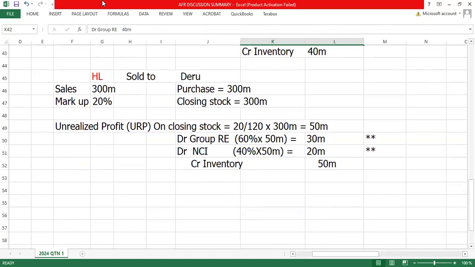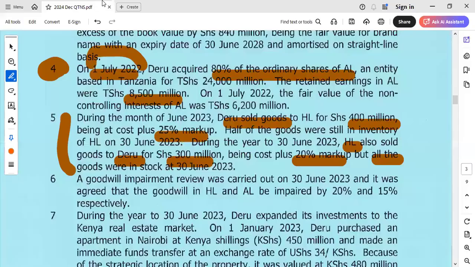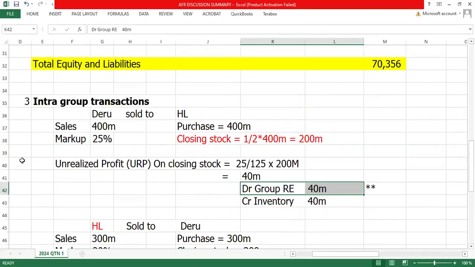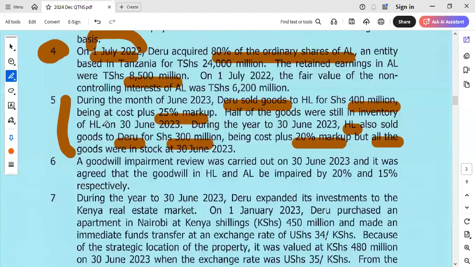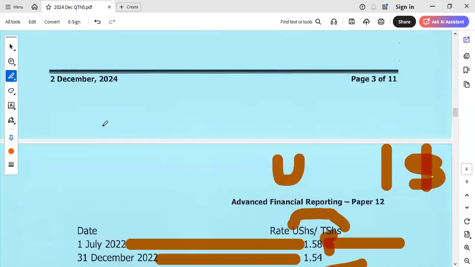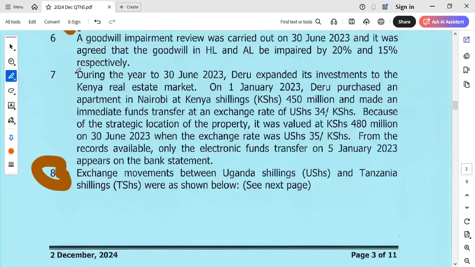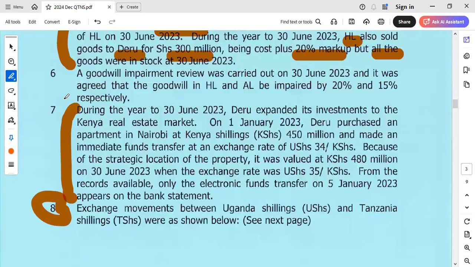All right, so then we go to the next note, working 4. We are done with the other intragroup items. Actually, this didn't have a lot of things. Let's look at note number 7. Are we together? Let's look at note number 7.